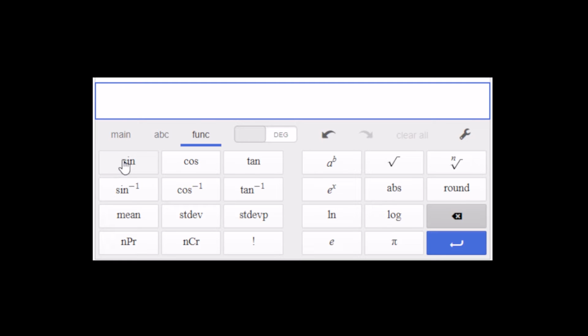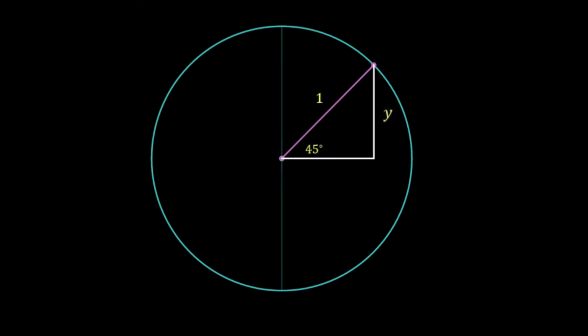We put in the sine of 45 and we get the answer 0.707. So let's look at this graphically. We will draw a vertical diameter and we'll shift that diameter over to the right.